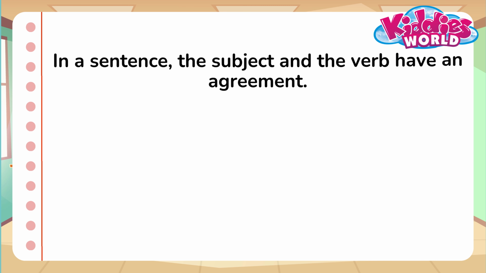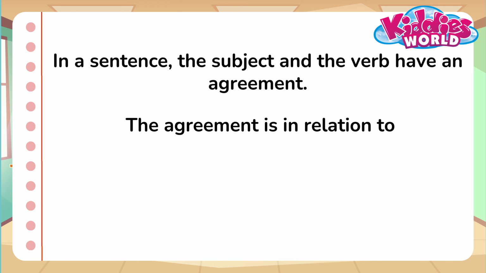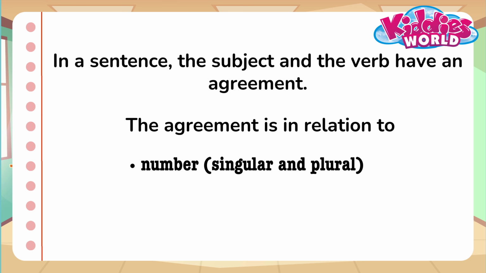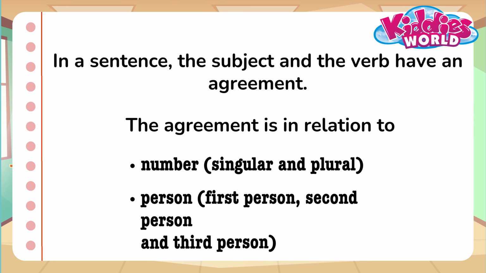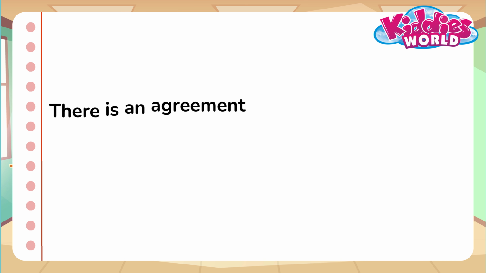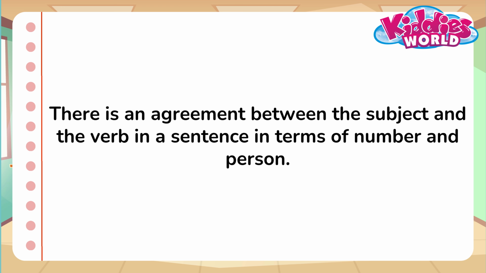In a sentence, the subject and the verb have an agreement. The agreement is in relation to number, singular and plural, person, first person, second person and third person. There is an agreement between the subject and the verb in a sentence in terms of number and person. Let's look below to understand better.